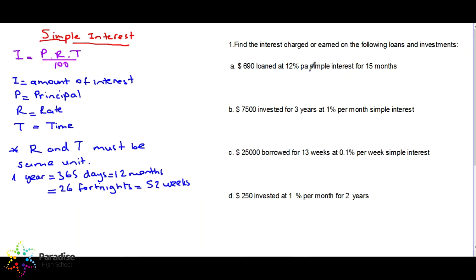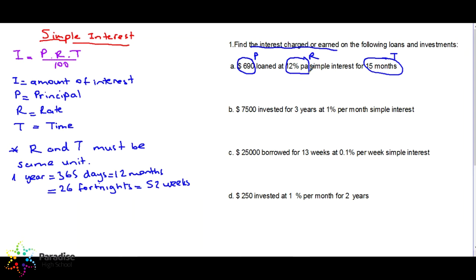$690 loan at 12% per annum simple interest for 15 months. I can answer this question in two ways. First of all, I have to identify what is what. Here, what is given to me is the principal. The question is to find the interest charged or earned, so the question is to find I. P is given. 12% per annum is the rate. And 15 months is the time.